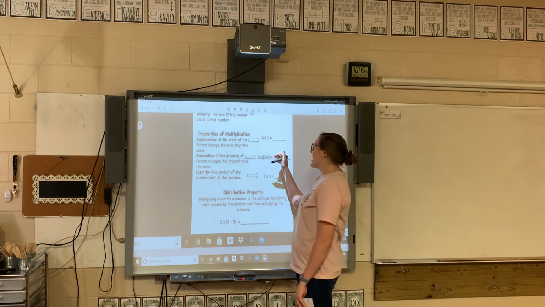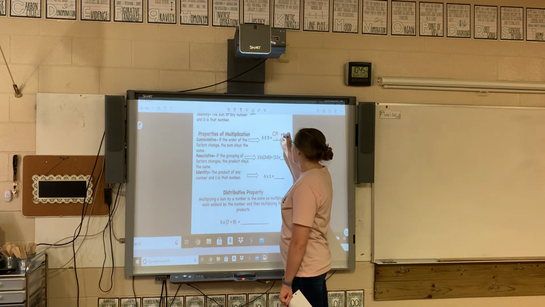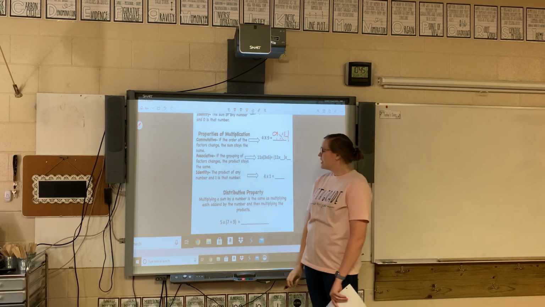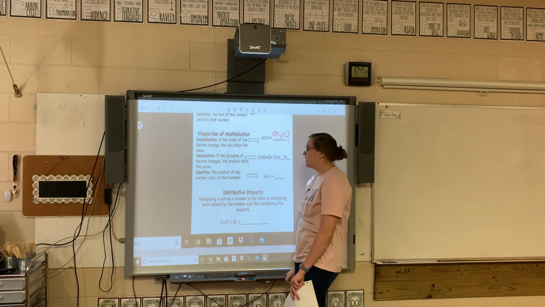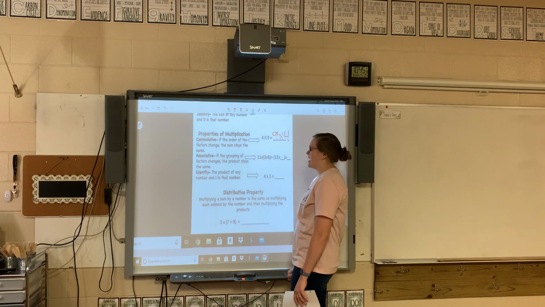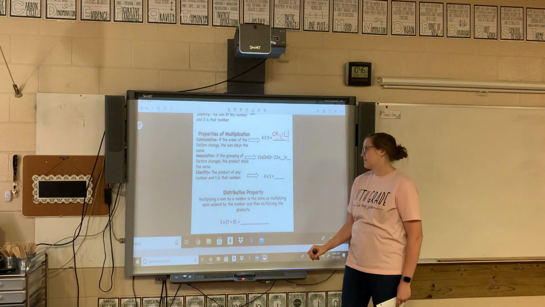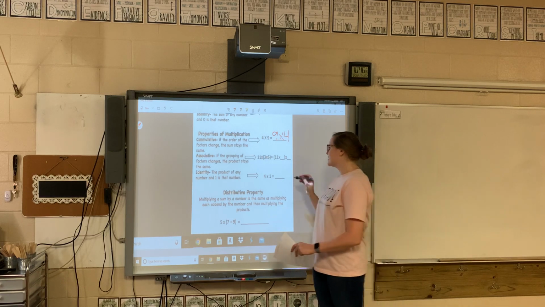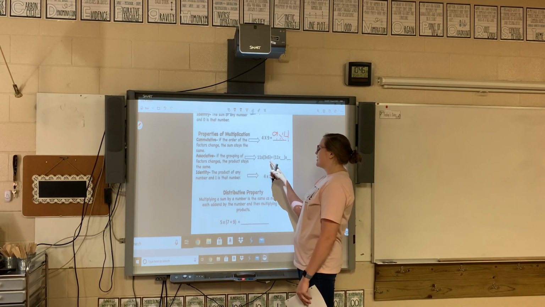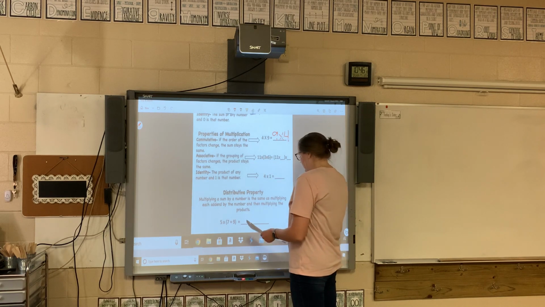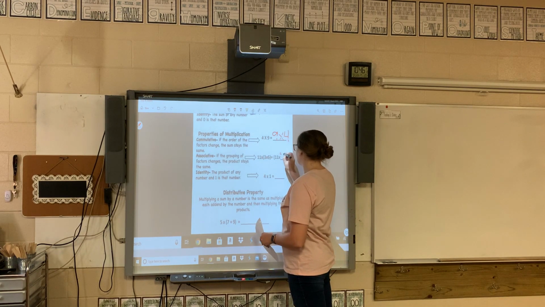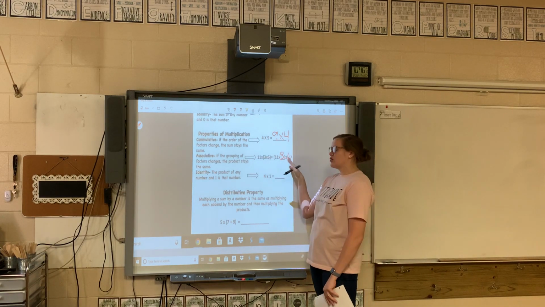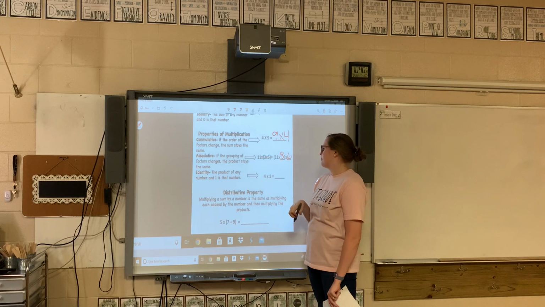So 4 times 9 is going to give us the same thing as 9 times 4. The associative property of multiplication says that if the grouping of factors change, the product stays the same. So just like in addition, we're just going to change what's inside those parentheses. So instead of having 3 times 6 times 11, we're just going to put 11 times 3 times 6. And we're going to get the same answer no matter what order we multiply those numbers in.